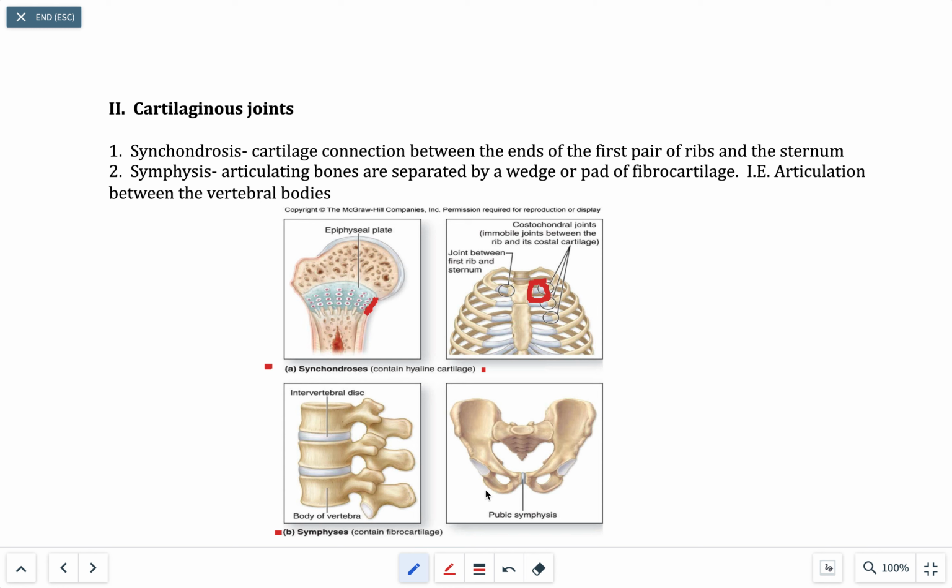We also see the symphysis with the pubic symphysis. The os coccyx, or the pelvis itself, is all one unit, but the individual pelvis is separated. The left and the right side is separated by the pubic symphysis, which is also composed of fibrocartilage.